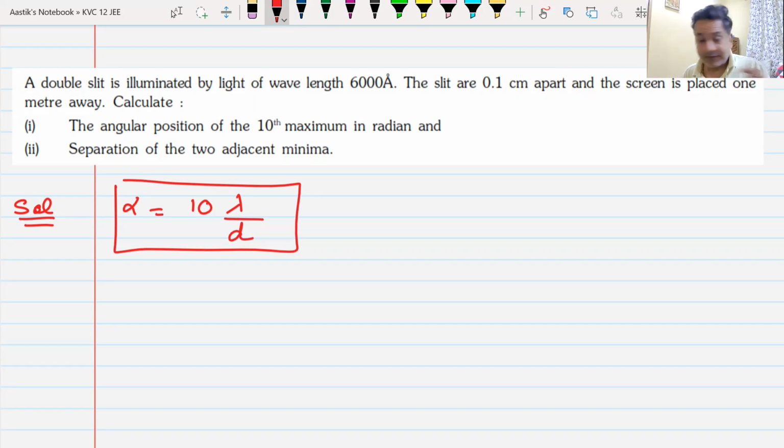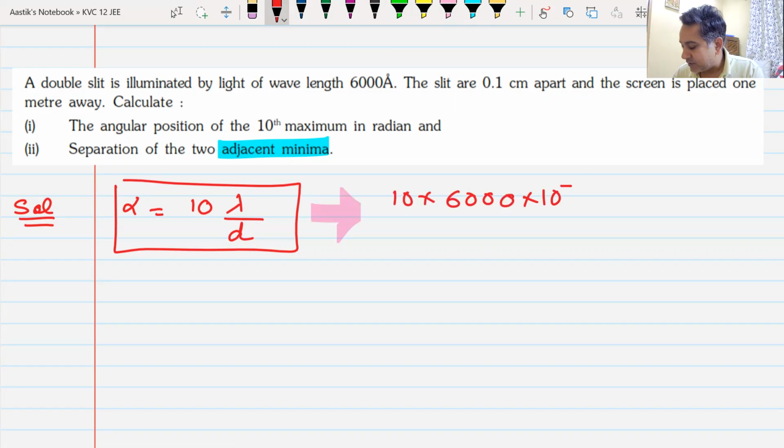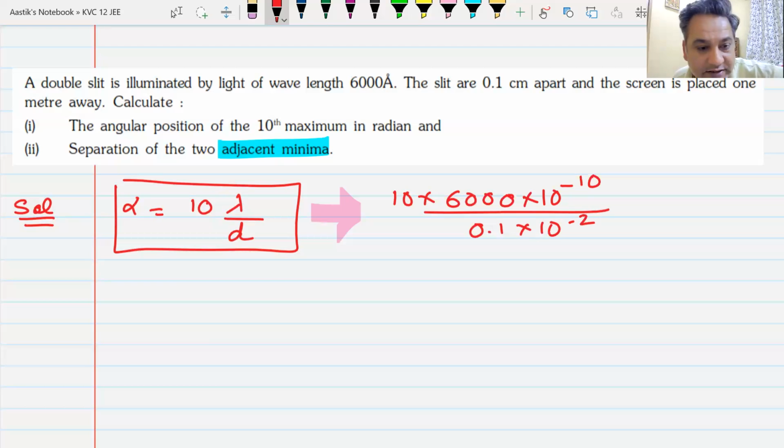Next thing is separation between two adjacent minima. So I can go ahead with this and find out. So it will be 10 into lambda, which is 6,000 Armstrong unit, that is 10 raised to the power minus 10, divided by 0.1 centimeter, 10 raised to the power minus 2. You can divide this and you can get the answer. I hope you understand this. Yes or no?